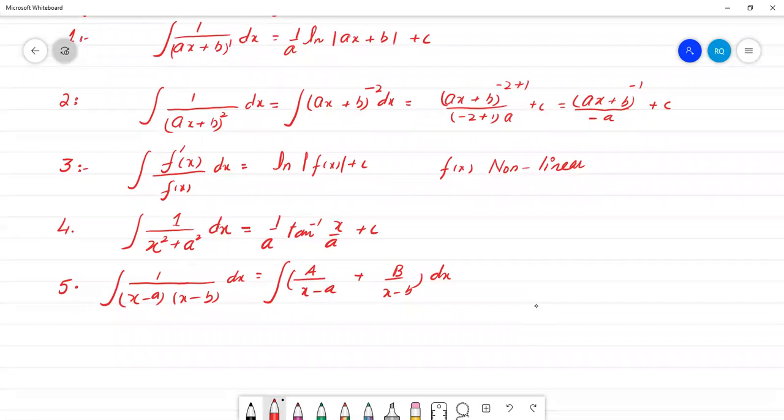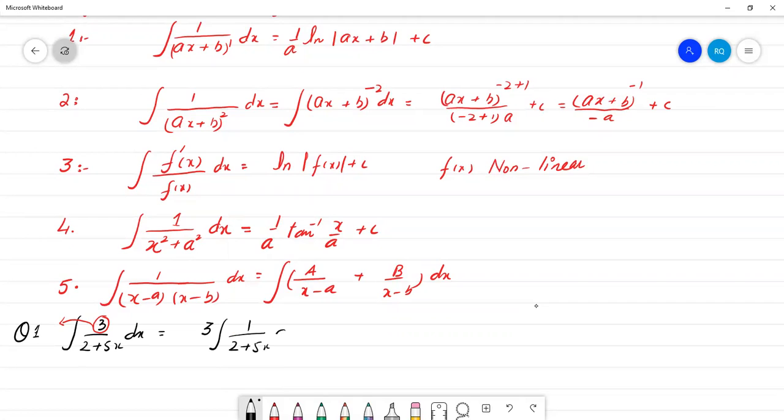I will start with the first one, space is very less. The first formula, 3 over 2 plus 5x dx. First of all, the first question is with respect to the first formula. This 3 you have to remove and write over here. So you will write 3 outside, then you have 1 over 2 plus 5x.